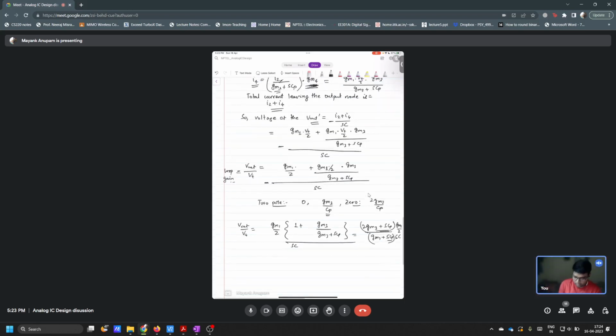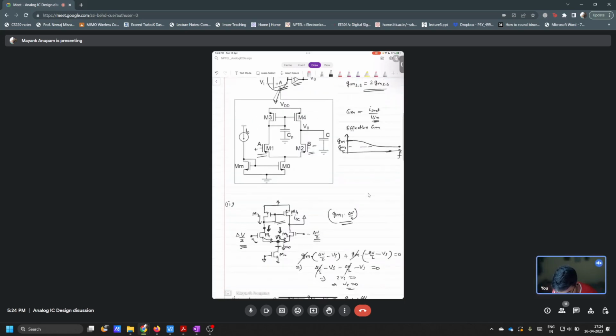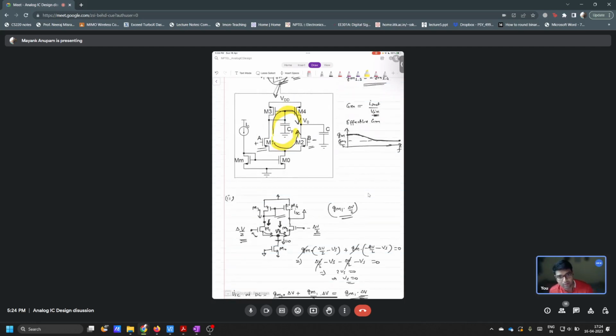So this is fine, right? Do you understand the reason why there is a zero in this particular loop gain expression? Because of two parallel paths from input to output. There is this direct path, right? And then there is this path, which is frequency dependent, and this path is not. So there are two different paths with different phase shifts. That is why there is a zero, correct?